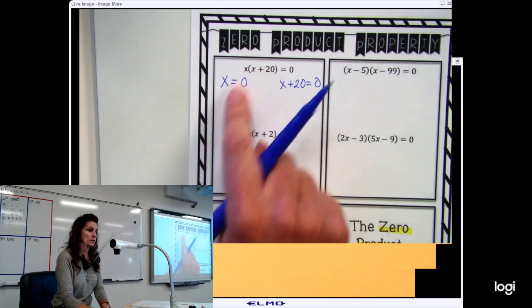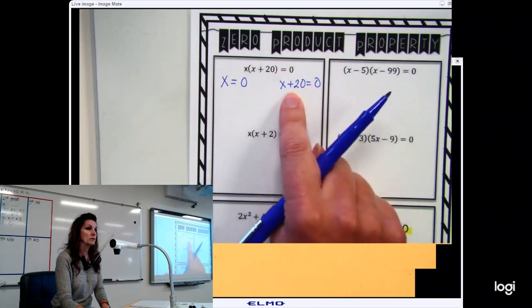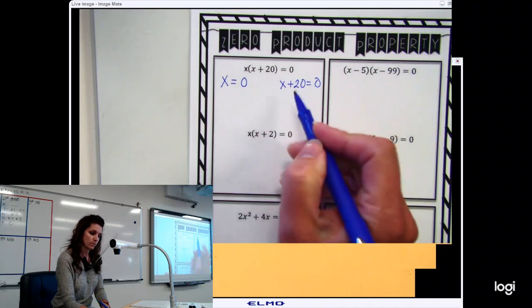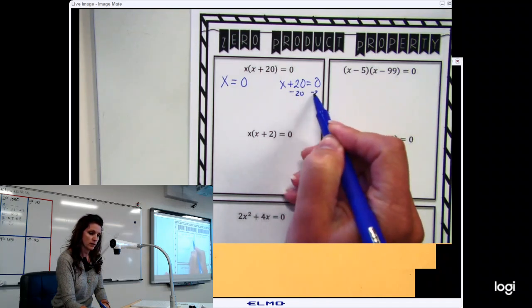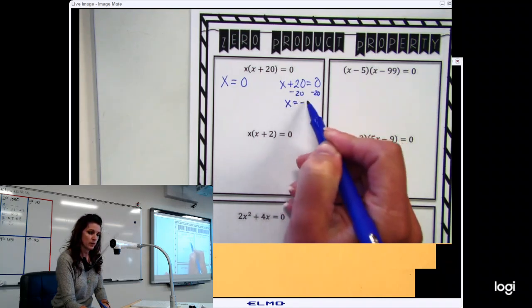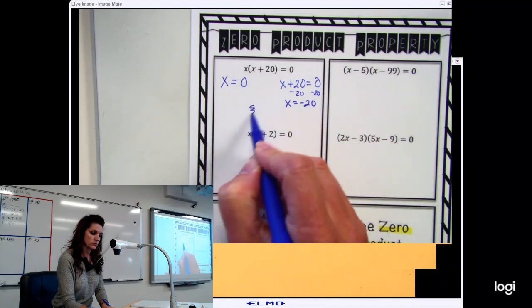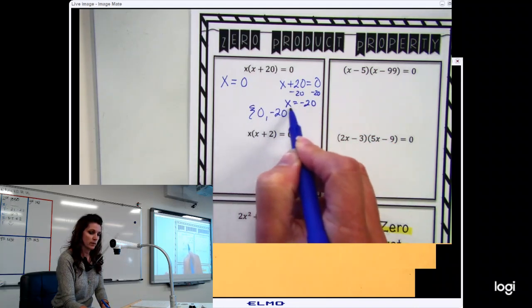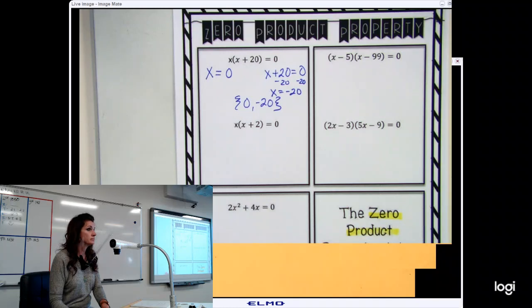What would x have to be for this to work? 0. Can you solve this one? What would you have to do? And what do you get? You have two answers, 0 and negative 20. Is that the answer? That's the answer. Okay. That is the answer.